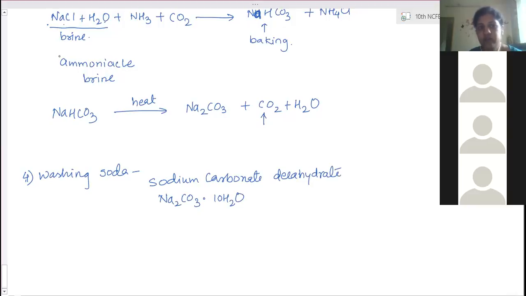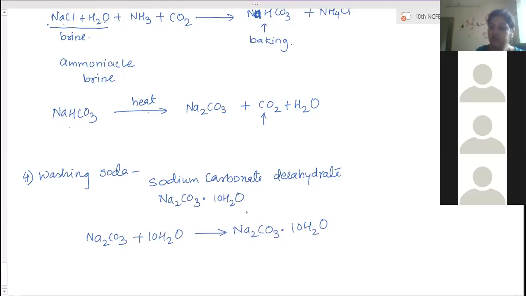Preparation: first formation of baking soda, then baking soda is heated strongly to produce sodium carbonate, and then that sodium carbonate dissolves in water to form sodium carbonate decahydrate. So all three steps you have to write down. Clear? So washing soda is crystallized soda ash. Sodium carbonate is soda ash. When we add water, it gets converted into crystal form. So that is called washing soda.